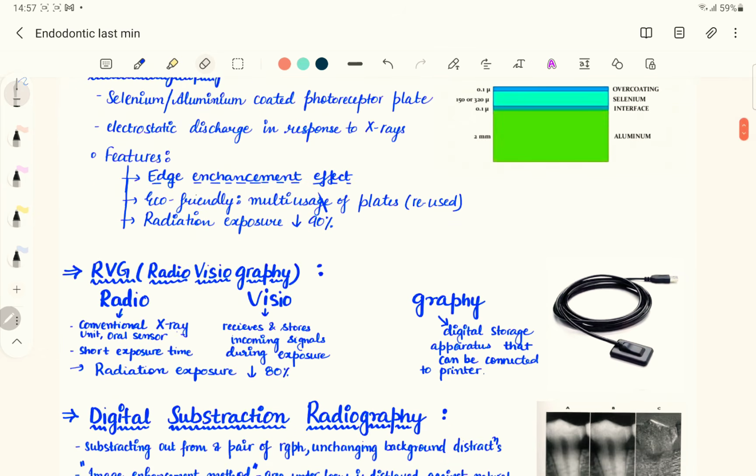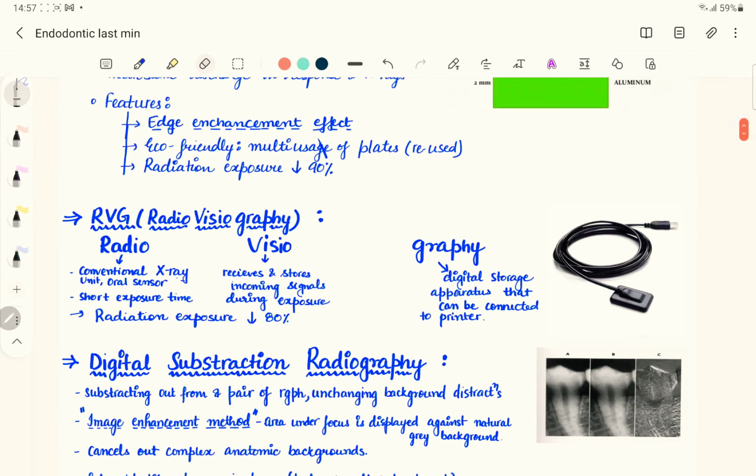I'm sure you must have seen the RVGs. RVG is radiovisiography, as the name suggests: radio, visio, and graphy. Radio means the conventional X-ray unit and the oral sensors, with a short exposure time. Visio means it is going to give a visual response, that means it is going to give the image. And graphy means the digital storage apparatus that is connected to the computer. Radiation exposure is reduced by 80% for RVG, and by 90% for xeroradiography.